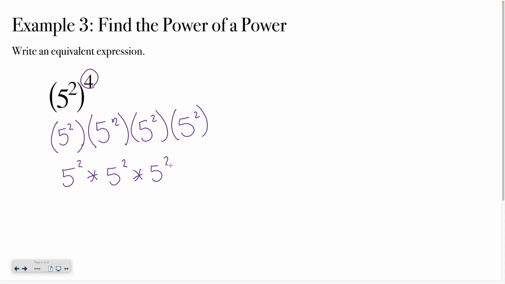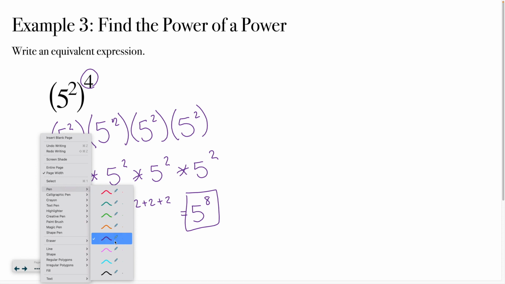in between. And when we do that, hopefully you see that this looks very similar to what we did on that very first problem, where when we have the same base, in this case 5, you take your exponents and you add them together. So I would have 5 to the 8th. That would be my equivalent expression.